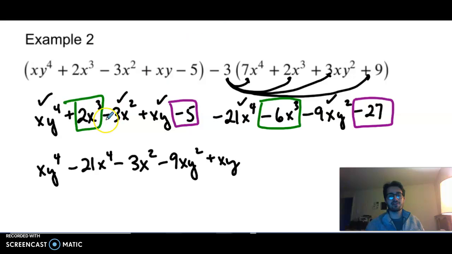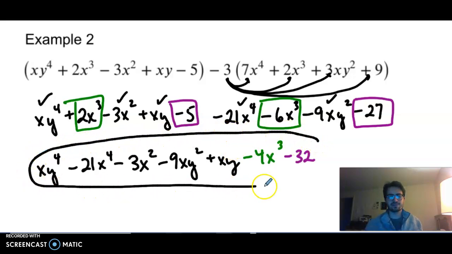And now we can combine everything else. We have 2x cubed minus 6x cubed. That's negative 4x cubed. And then we have negative 5 and then negative 27. That is negative 32. Here we don't really have standard form since there's a lot of variables, but here's our final answer. Now time to practice.